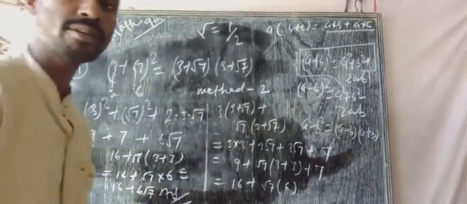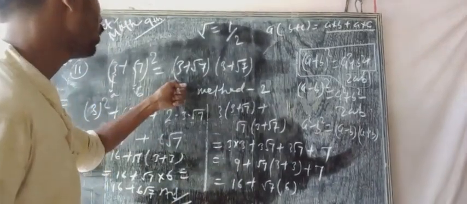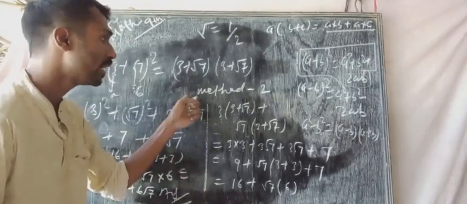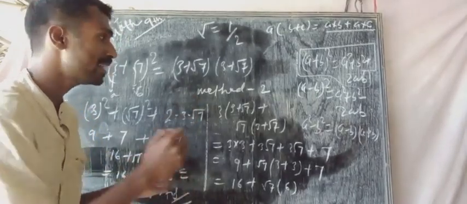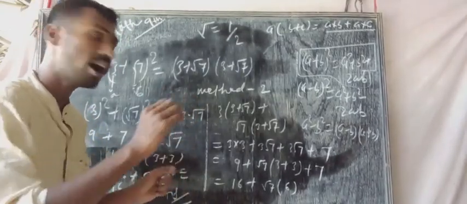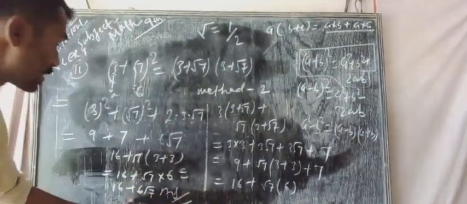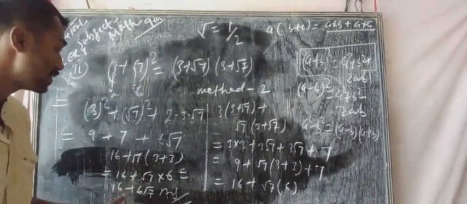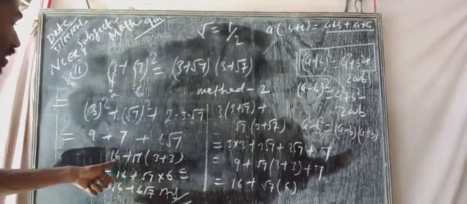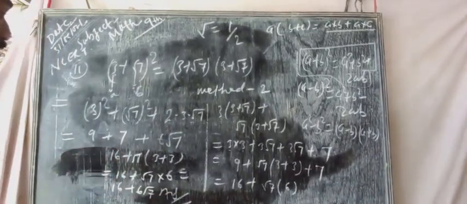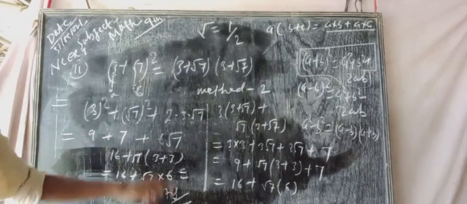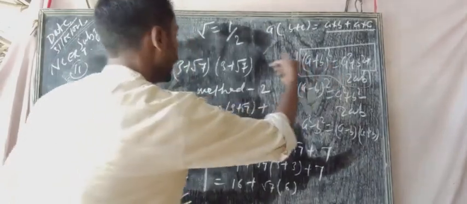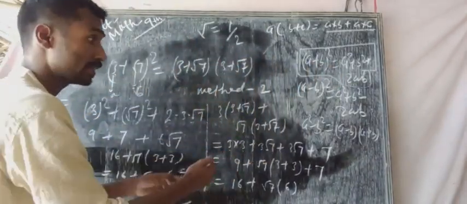The answer is always equal. It doesn't matter which process you follow. If you follow both processes, your answer will match: 16 plus 6 root 7 in both cases. So you can use the formula, and also directly the multiplication.